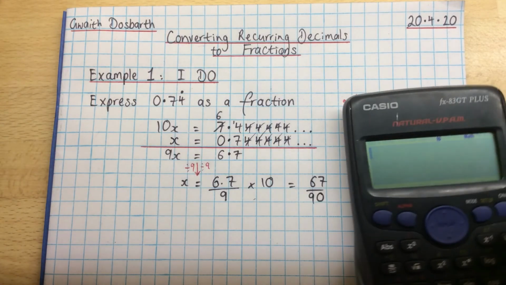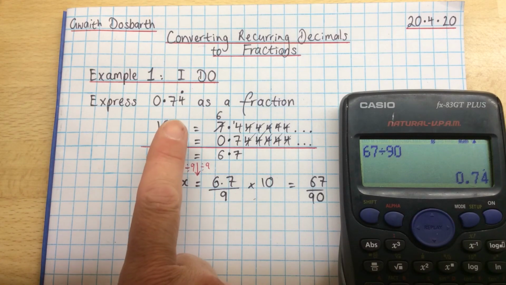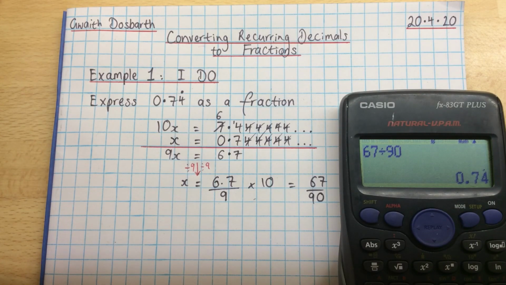I just want to show you on the calculator that 67 divided by 90 is 0.74 recurring, just like the question. And that question's done.